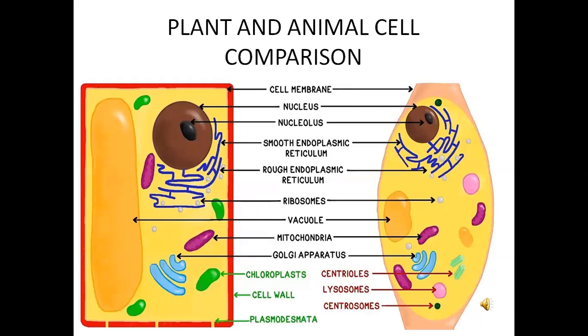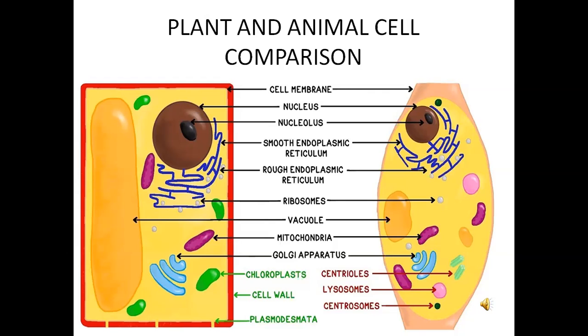Plant and animal cell comparison. Why do plant cells differ from animal cells? They differ from each other because they have to perform different functions. Now you know that there are many main similarities between plant and animal cells. Let us see how they differ from one another as given in the picture. Here, the first picture is a plant cell and the second picture is an animal cell.